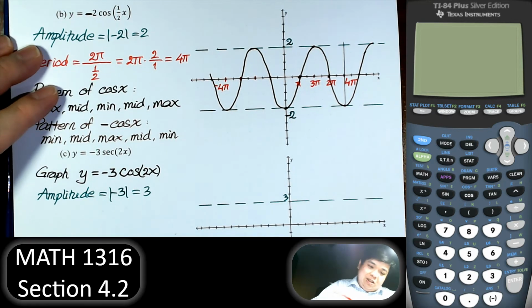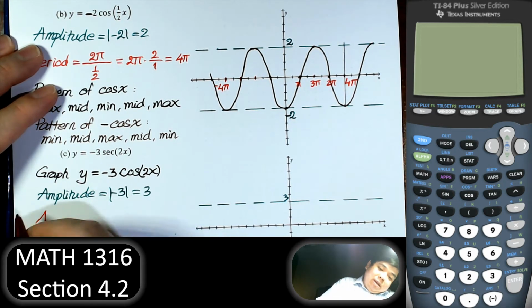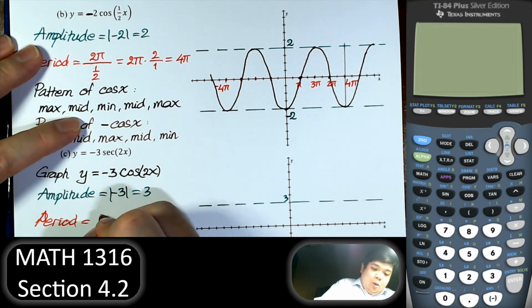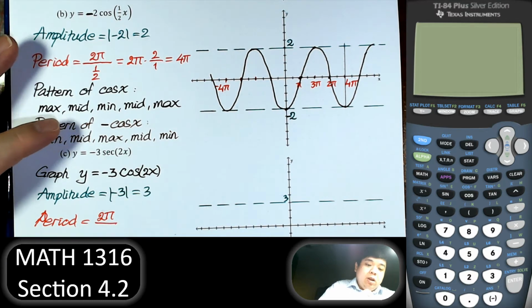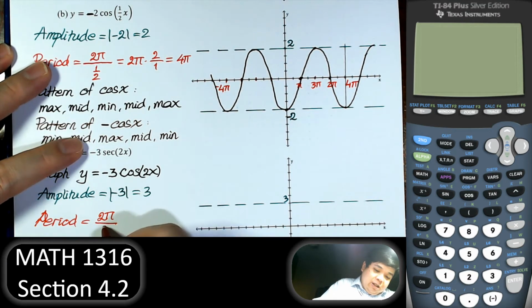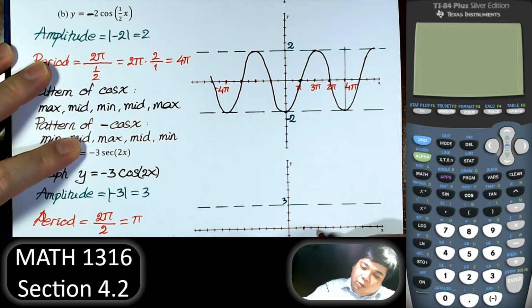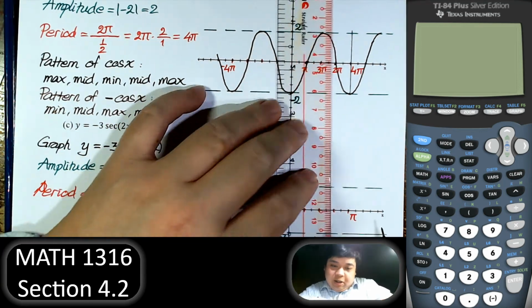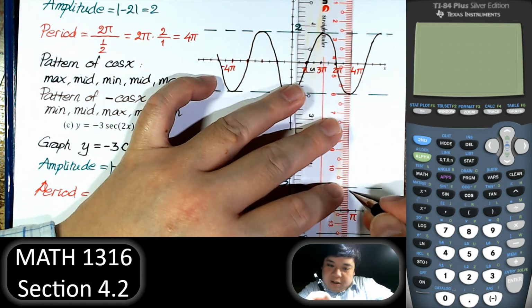Amplitude for that function done, now the period. Normally it is 2 pi, but we have to divide by the coefficient of x. So this is a pi. So 1, 2, 3, and 4. So that's a pi. So there's the period.